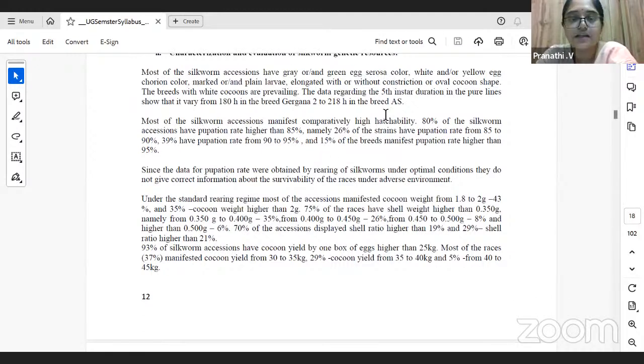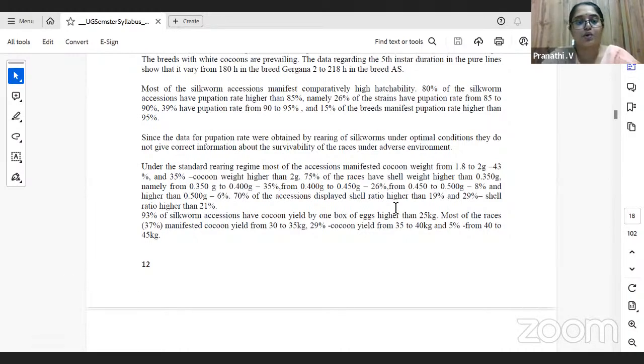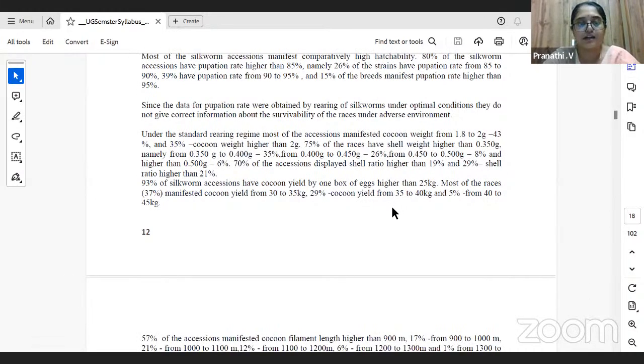Based on this, you have different kinds of cocoon weight also, which is around 1.8 to 2 grams. This is around 43%. 35% of the cocoon weight is higher than 2 grams, which is very good. And if you see, many races even have a shell weight of more than 0.35 grams. So this is also a very good rate again.